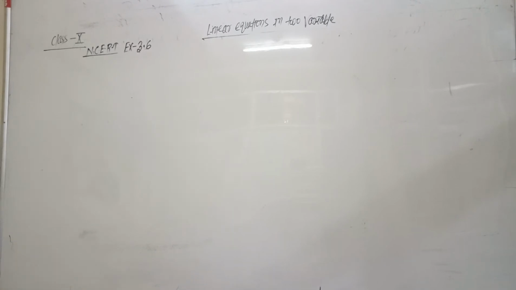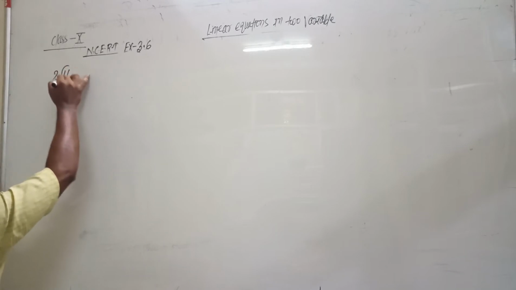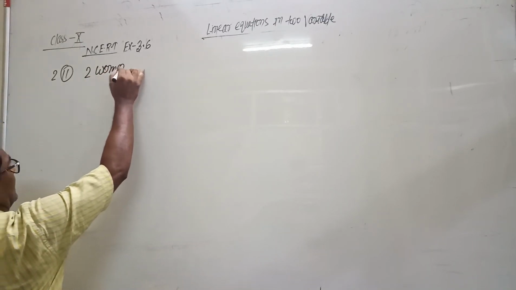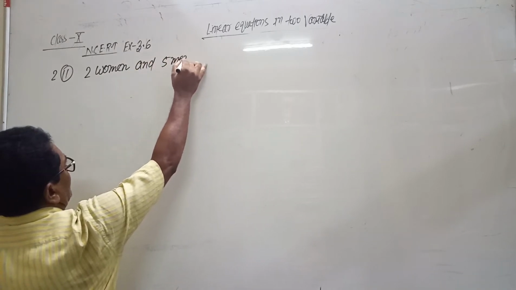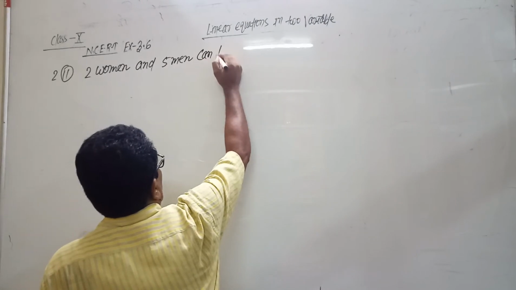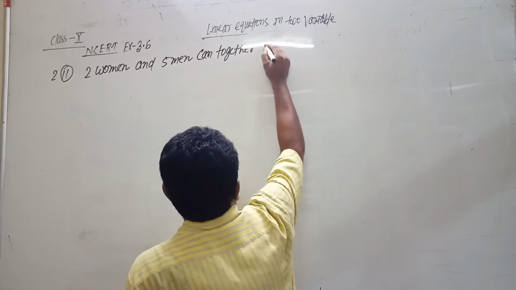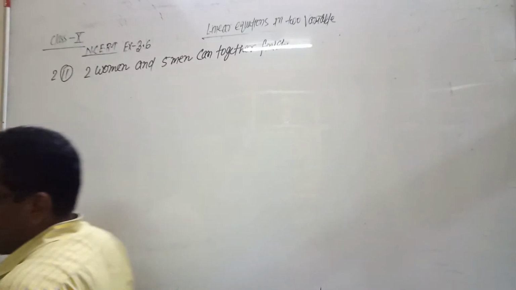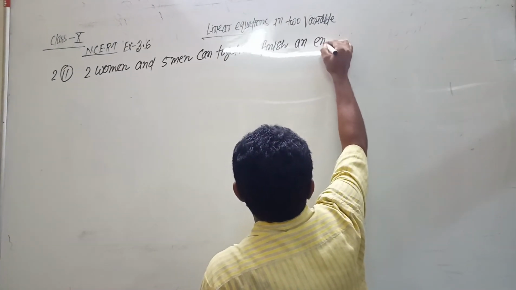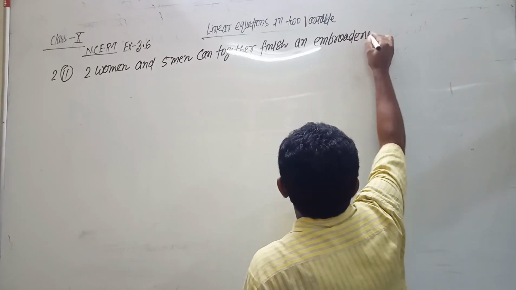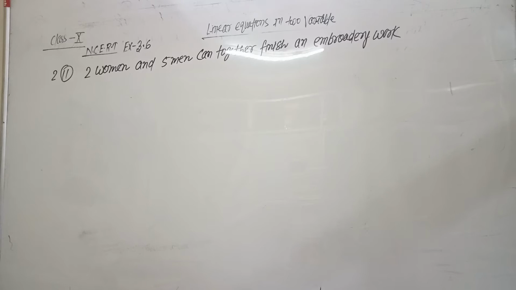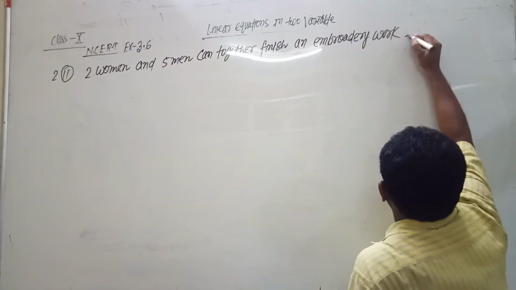Next question. Second part of second question. 2 women and 5 men can together finish an embroidery work in 4 days. In total 4 days.